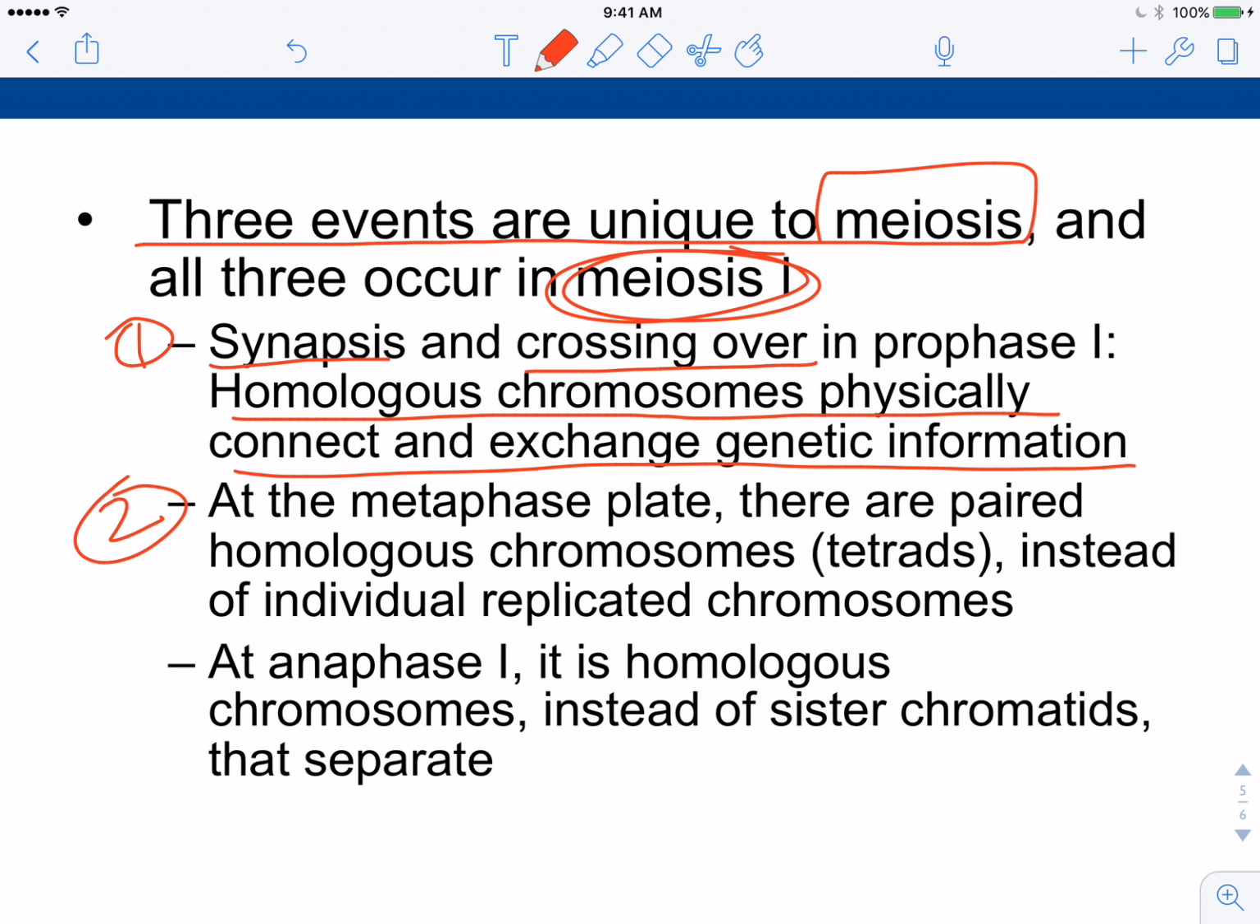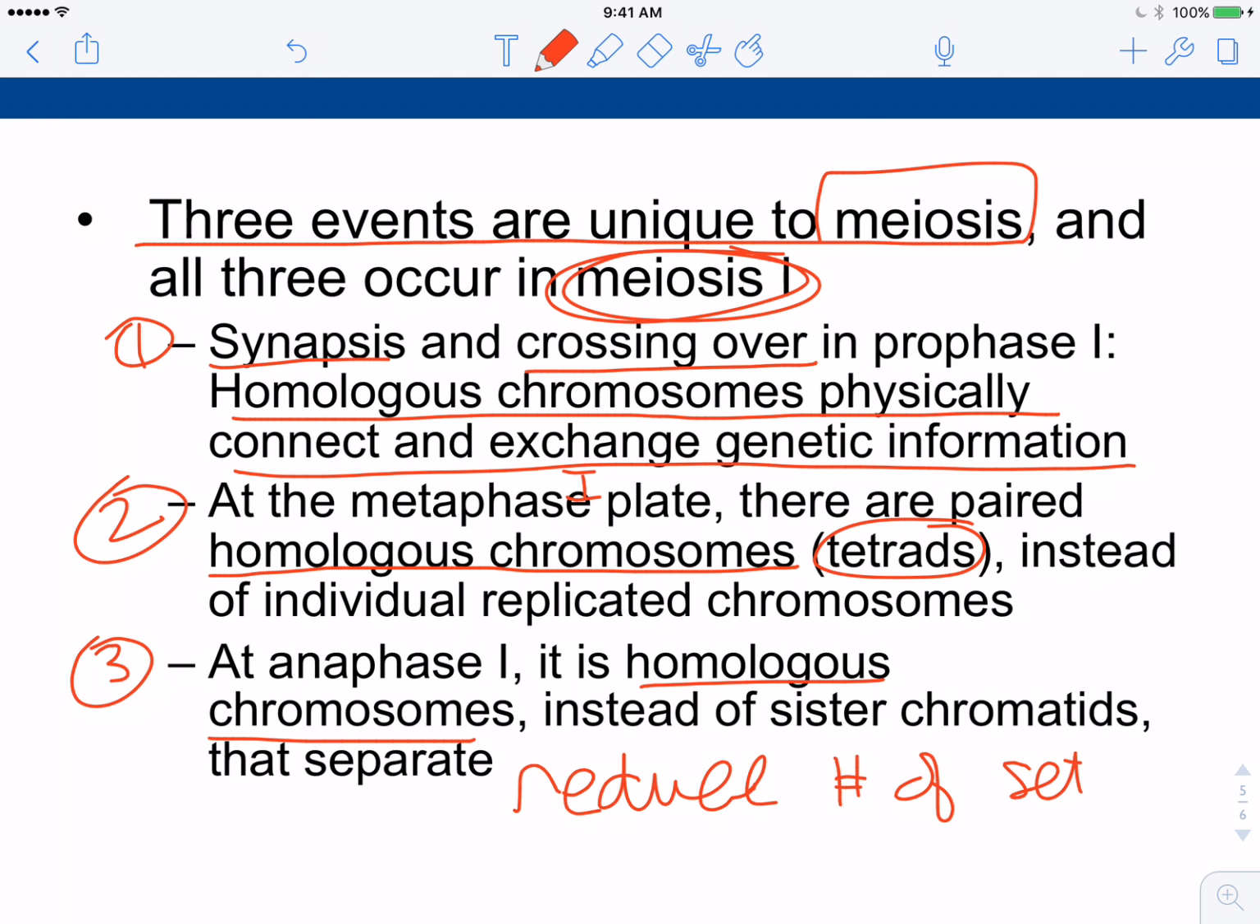Second event, at the metaphase plate in metaphase 1, the homologous pairs line up in their tetrads instead of individual replicated chromosomes. And then the third event is at anaphase 1, the homologous chromosomes separate. So sister chromatids do not separate, homologous chromosomes separate. And this is where we reduce the number of sets of chromosomes.